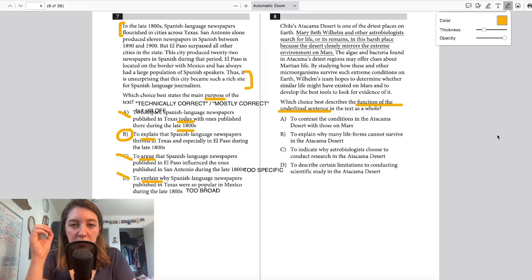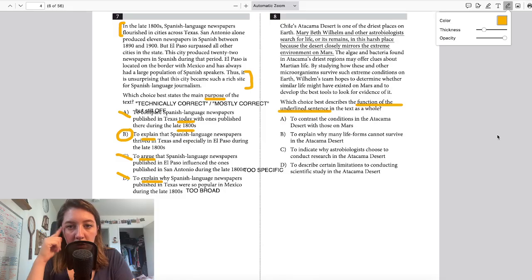So it says, for these ones, we're going to need to read the whole thing. That's the kicker. So it says, Chile's Atacama Desert is one of the driest places on Earth. Mary Beth Wilhelm and other astrobiologists search for life or its remains in this harsh place because the desert closely mirrors the extreme environment on Mars.